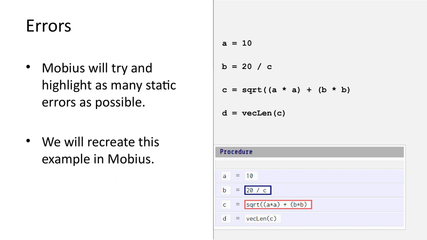Let's now have a look at the same example code from the theory lecture. We have shown it again here, as a reminder. Remember that the code contains 3 errors: 2 static errors and 1 dynamic error. Next, we will step through the process of debugging these errors in Mobius.